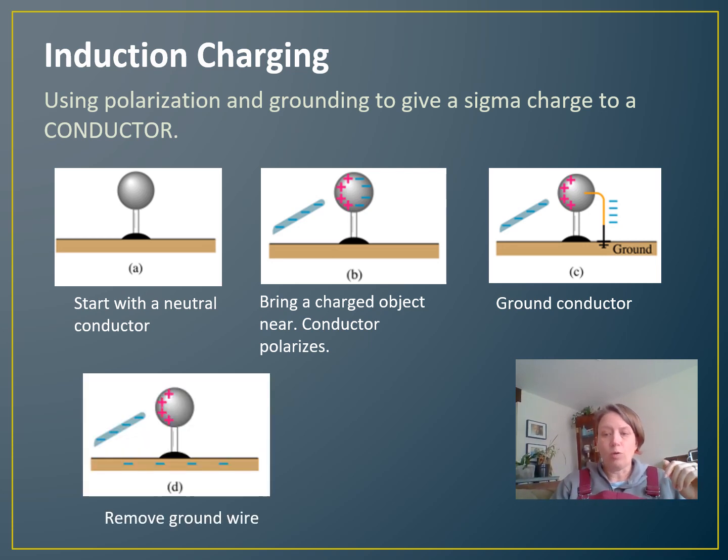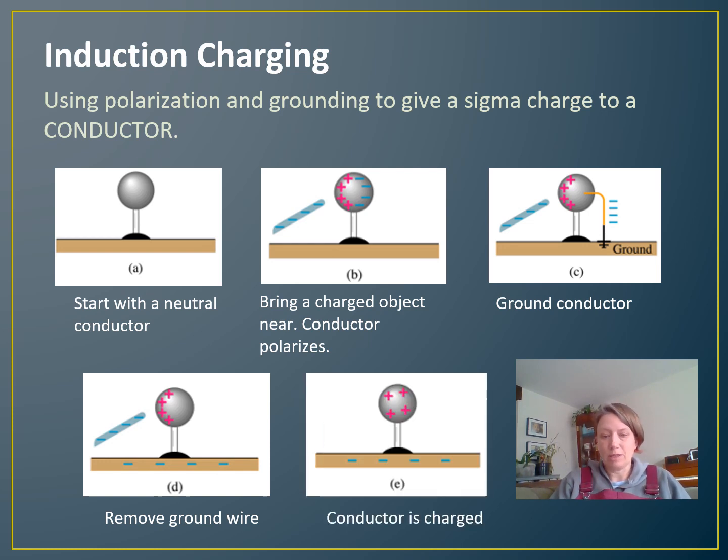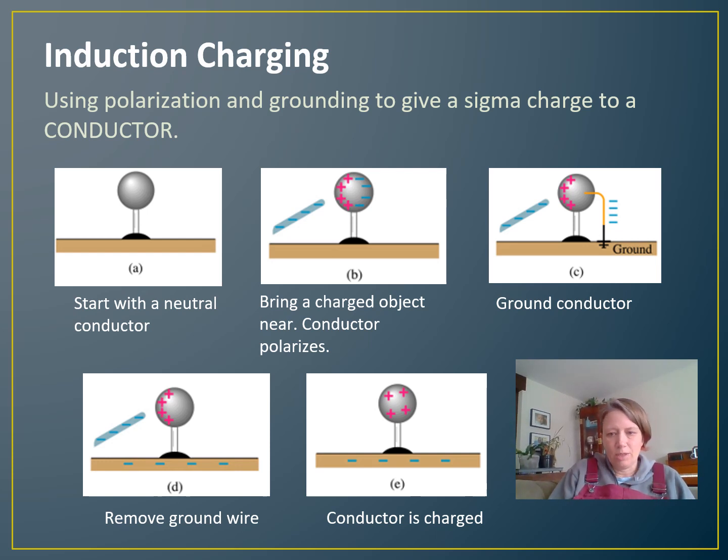If you then remove the ground wire, you will notice that the conducting object is no longer neutral, because it lost some of its electrons, and it now has an overall sigma charge, which is positive, or the opposite charge from the object that you brought near it. So this is a pretty cool way of charging an object using the Earth as a source of those electrons.